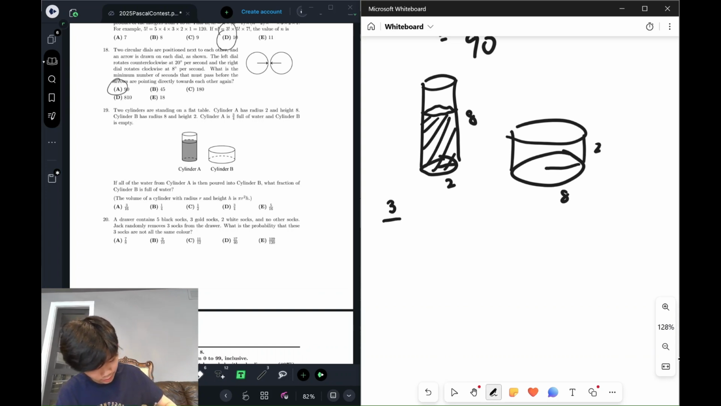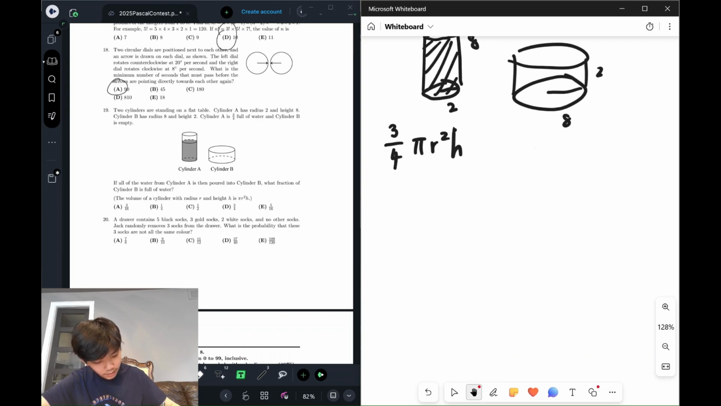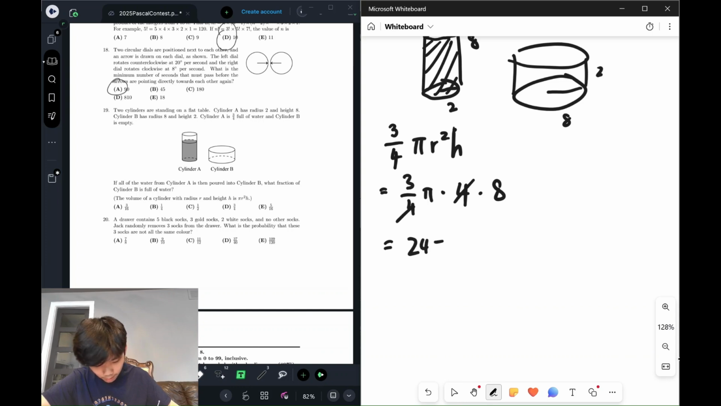It's 3/4 of the total cylinder, and we're given in the question that the volume of a cylinder with radius r and height h is pi r squared h. This is 3/4 pi r squared h. Substituting our values of r and h, this is going to be equal to 3/4 pi times 2 squared, which is 4, times 8. Cancel these 4, so the volume is 24 pi.